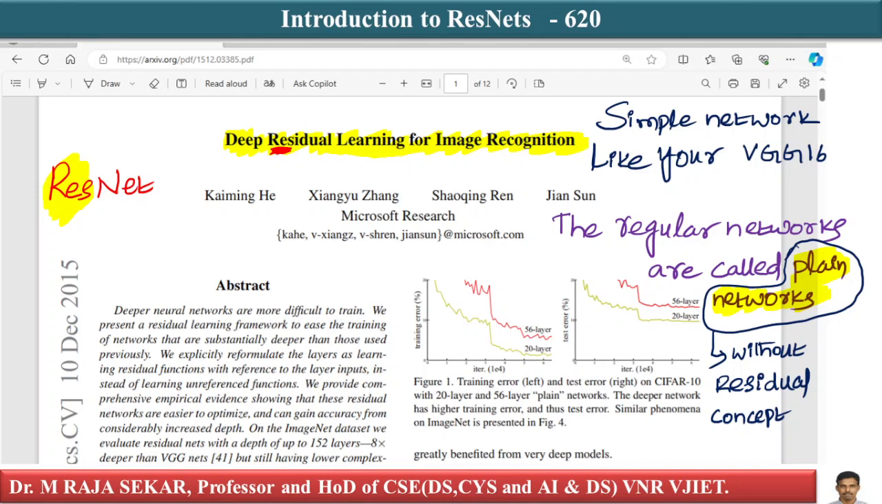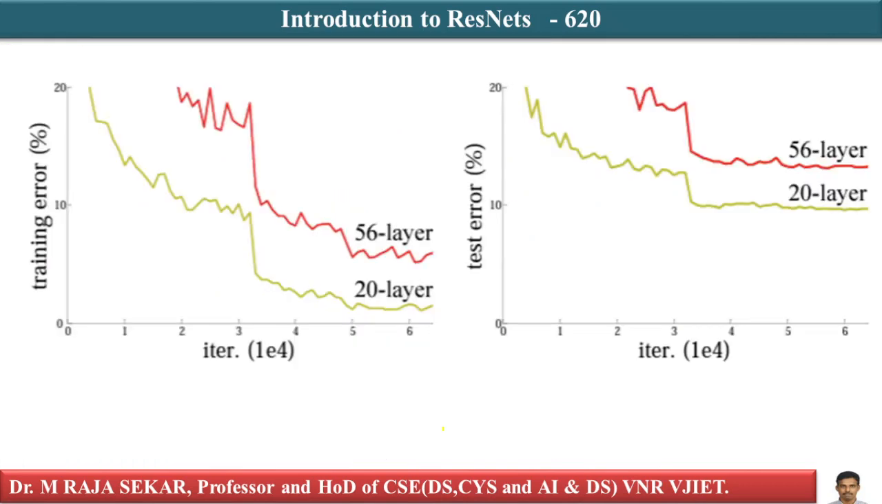So what they realized was, in a plain network, if you had a 20 layer network versus a 56 layer network, this is the training error. Just see, on the y-axis you have training error, and on the x-axis I have iterations. And if you observe the second diagram, on the y-axis I have test error, and on the x-axis I have iteration numbers.